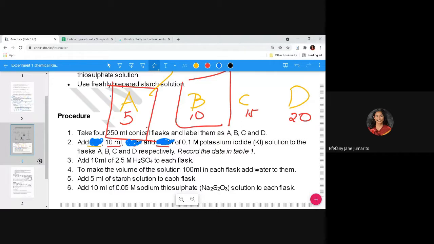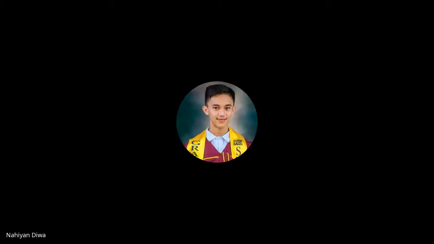Procedure 6. We have Paragas. Procedure 6. Wait lang, ma'am. 6, ma'am. Wala mo ko ka-download sa kuan, ma'am. White screen pa sab. Okay, sige. Jerome, procedure 6. Sige. Procedure 6 is to add 10 ml of 0.05 molar sodium thiosulfate solution to the flask B.